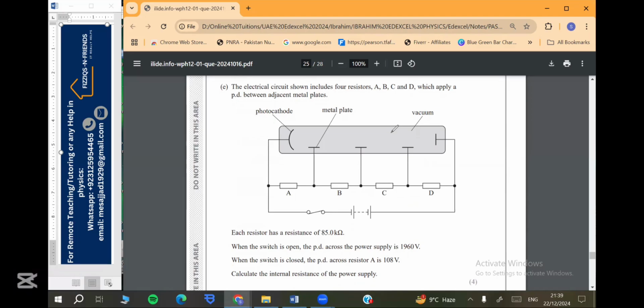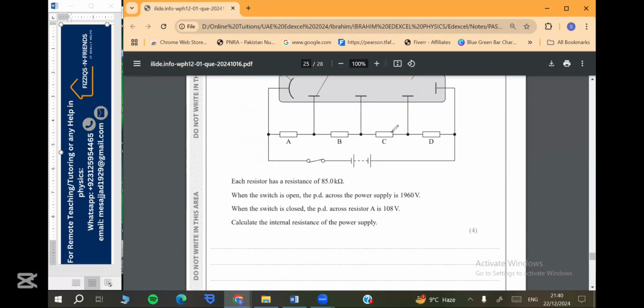E. The electric circuit shown includes 4 resistors A, B, C, D, which applies a potential difference between adjacent metal plates. Okay. Each resistor has a resistance of 85 kilo ohms. Okay. So each one is having 85,000, 85,000, 85,000, 85,000.